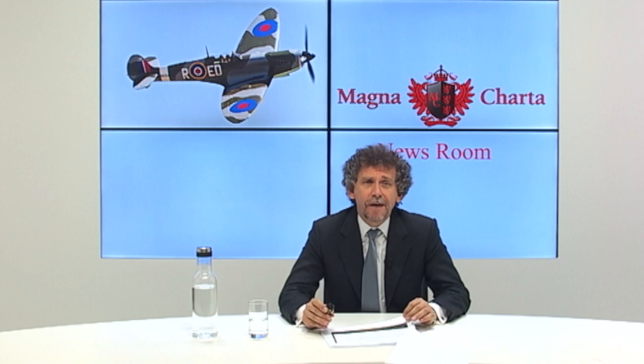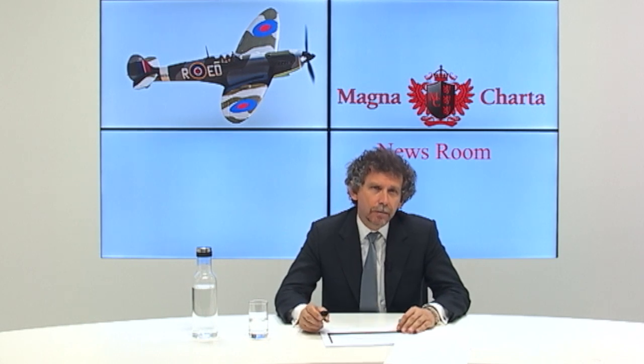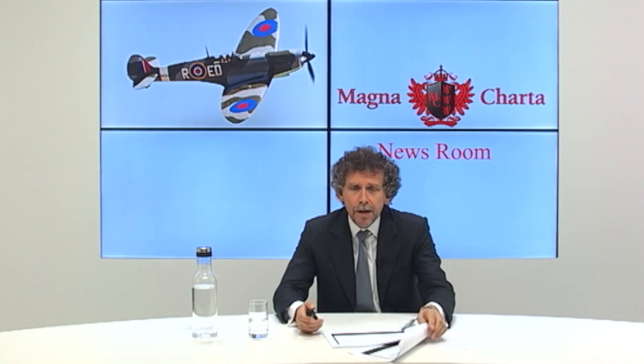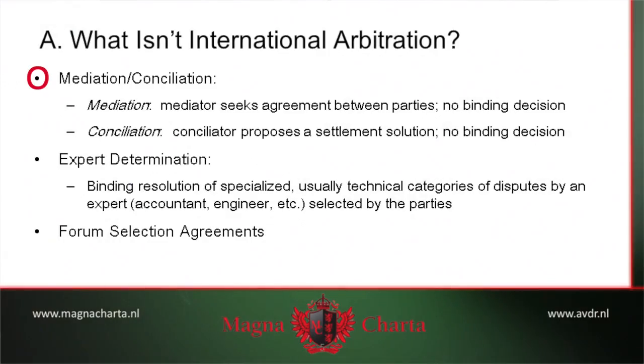Note the difference between that and the language of the model clause that you can see in the preceding bullet point, which refers to future disputes, all disputes which may arise in the future. It's worth taking a moment, as we define international arbitration, to think about what isn't arbitration. A good way to define what something is is by looking at what it isn't. And what arbitration isn't is either mediation or conciliation. You can see the definitions of those two processes.